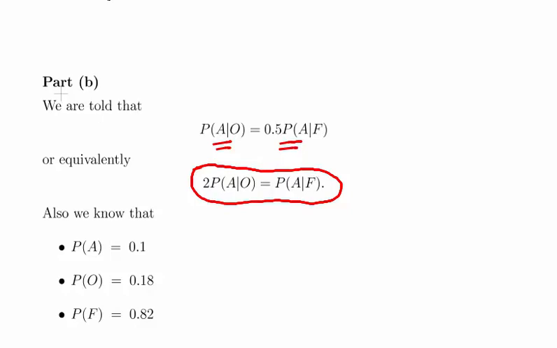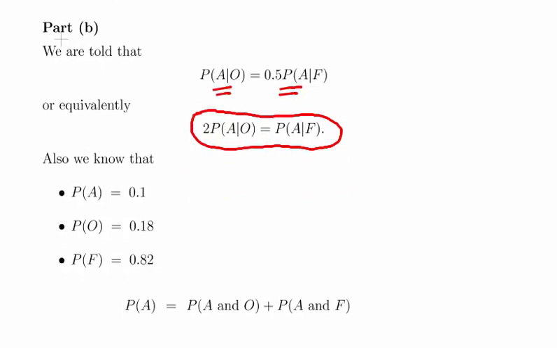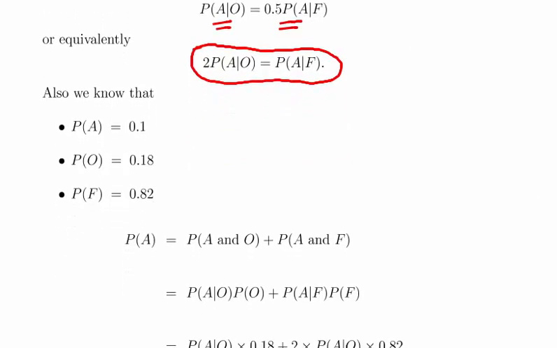Now, we were told actually in the question at the start, we were given quite a lot of information. For example, probability of an accident is 10%, office staff is 18%, and factory floor staff is 82%. So that's all the useful pieces of information we were given.